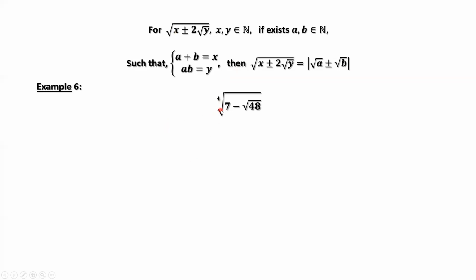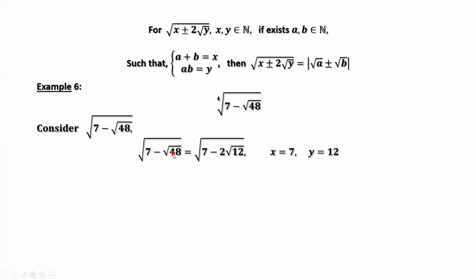Fourth root, we can consider as square root of square root. So we consider the square root of 7 minus square root of 48 first. The original question is fourth root. We find the square root first. Square root does not match this given format. We can factor 2 out to match this format. 48 equals 4 times 12. Square root of 4 is 2. So now this one is matching this format.